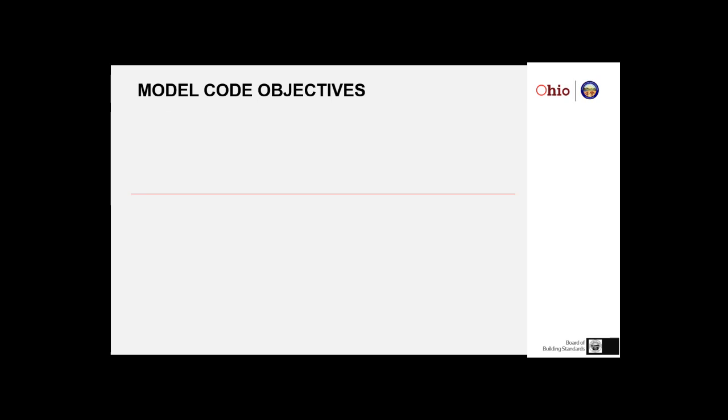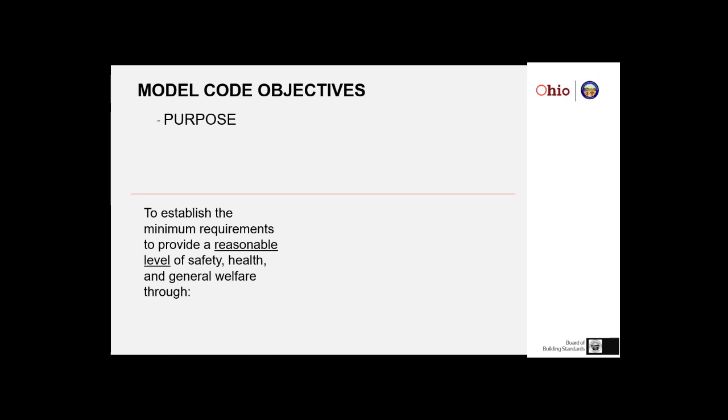Since 1979, the board has actually adopted model building codes. And one of the reasons that we do this is to be consistent with what other states in the country are doing. It allows builders to work across state borders without having to learn new building codes or even having to buy new building codes. So these model codes have very similar objectives to what our Ohio legislature has given us as a directive.